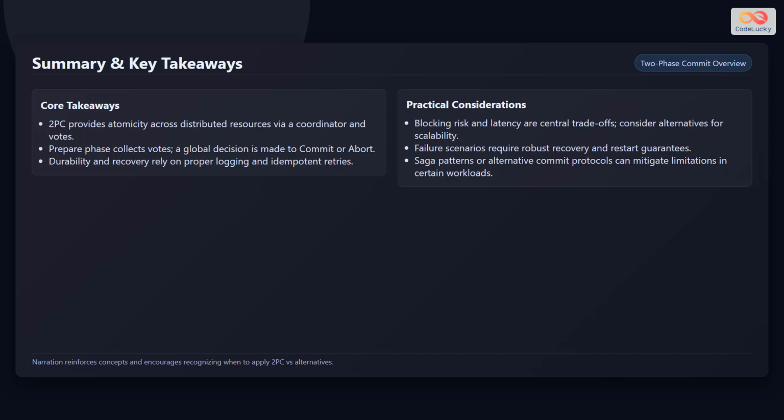Let us recap the essential concepts. Two-phase commit provides atomicity across distributed resources through a coordinator that collects votes from all participants. The prepare phase collects these votes, and the global decision determines whether to commit or abort. Durability and recovery depend on robust logging and the ability to safely retry idempotent operations. The practical trade-off is blocking risk and latency, so consider alternatives like Saga patterns when scalability is critical. These concepts form the foundation for understanding how distributed systems maintain data consistency.